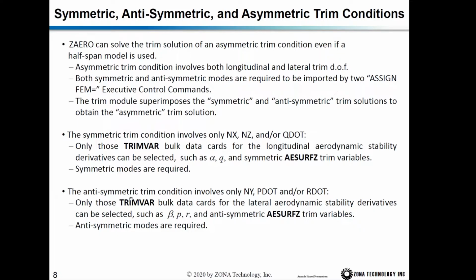The anti-symmetric trim condition involves only NY, P dot, and R dot. And only those trim variables for the lateral aerodynamic stability derivatives can be selected, such as beta, P, and R, and anti-symmetric control surfaces. Also, you need to import the anti-symmetric modes.